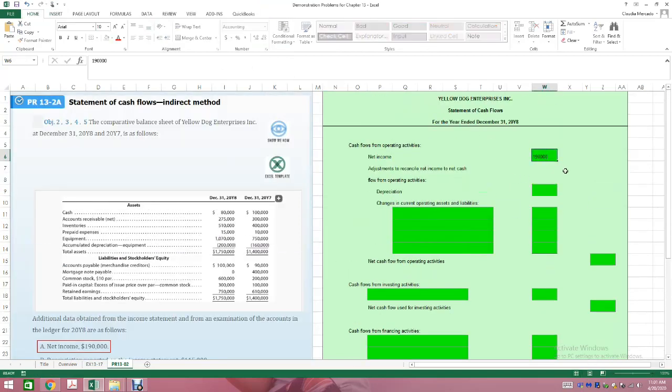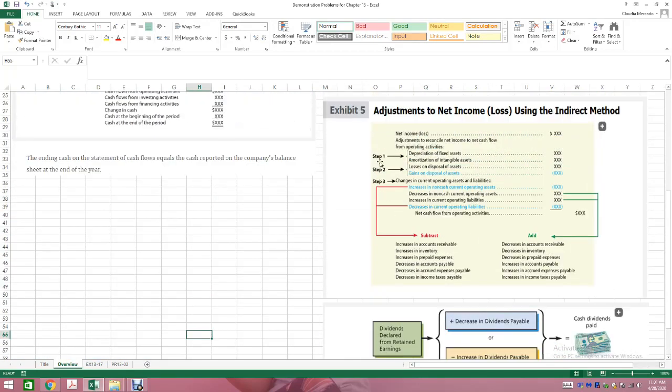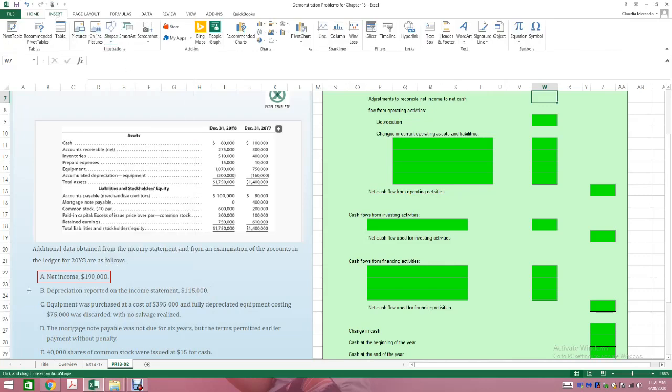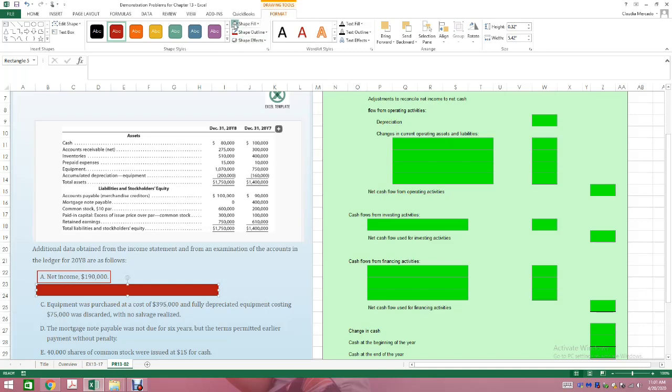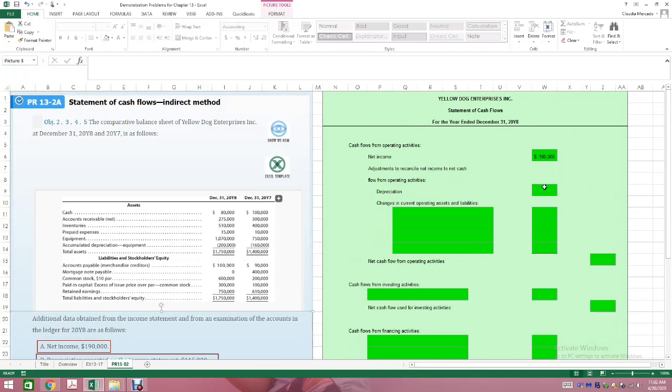Remember, I'm marking them off because I want to make sure that I use all of my information provided. So net income, $190,000. Now, adjustments to reconcile net income to net cash flow from operating activities. The first thing we have is our depreciation. Remember, we're going to look over here. Step 1, depreciation of fixed assets is added. So depreciation reported on the income statement is $115,000. Once again, they gave you the number, piece of cake. We're just going to plug that number into our report. So depreciation of $115,000, and that is added.